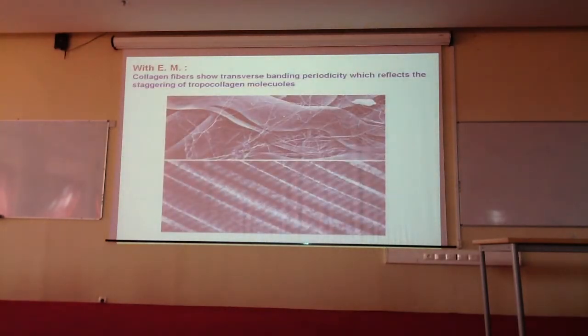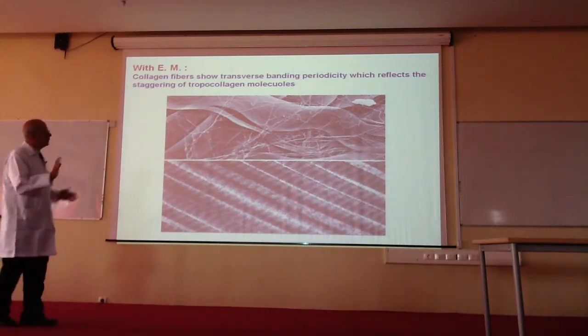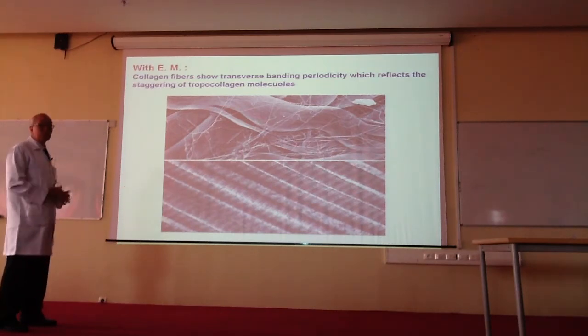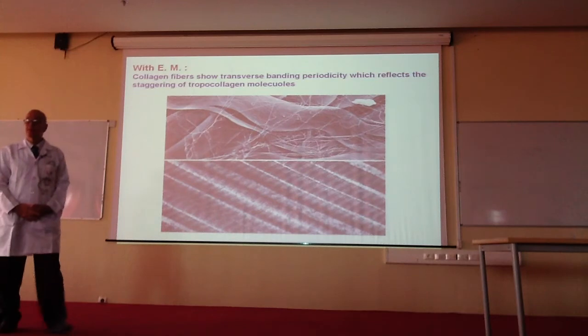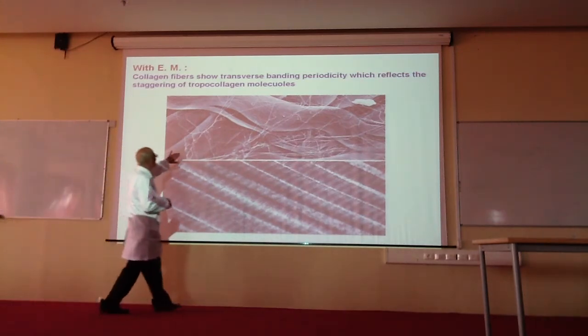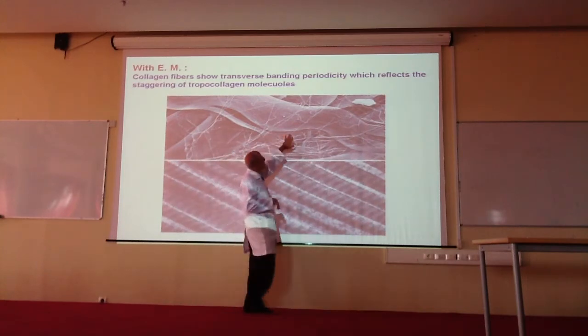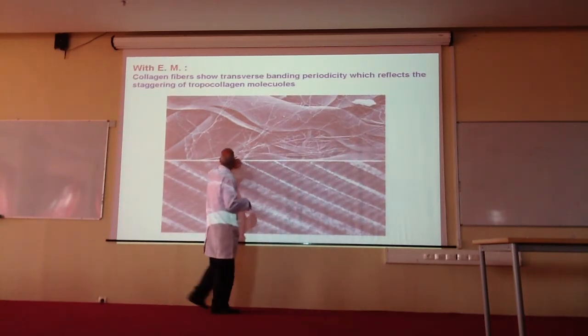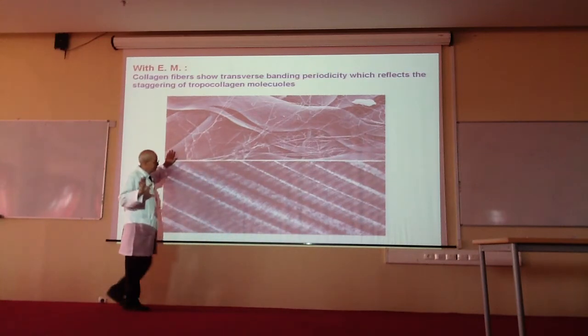What is this picture? This is by electron microscope. And the other one is by scanning electron microscope. What do you mean by scanning? Just a surface. So the tissue contains bundles of collagen fibers, and these are mostly elastic. The thin ones are elastic or reticulum.